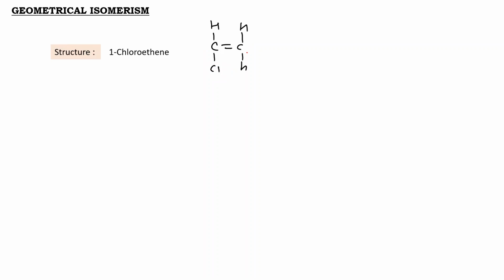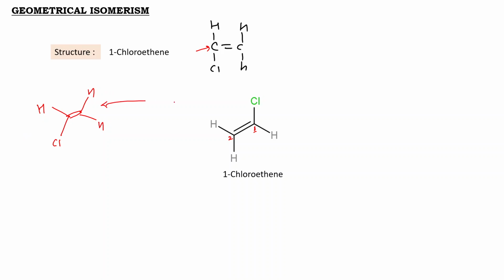Because we know that this carbon is sp2 hybridized, and the shape around this carbon would be trigonal planar, we can think like this. So this is carbon number 1, this is carbon number 2, and this is a proper molecule with a shape. And you can think like there's no other possibility. Even if you make a molecule like this, your Cl is here, your H and H are here.